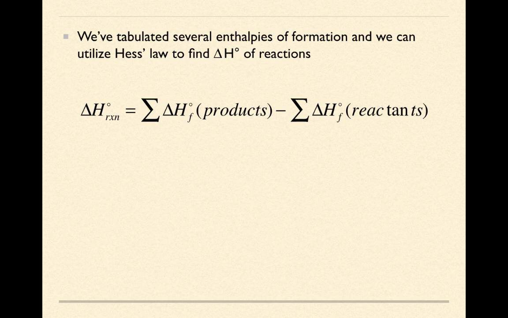So we've tabulated all these enthalpies of formation, and again that table I just showed you is by no means exhaustive. It goes for pages in the back of your book. But because we can do that, we can utilize Hess's law to find the delta H under standard conditions of reactions. And we use this equation here. We say that the delta H of reaction under standard conditions is going to be the sum of the delta HF of products minus the sum of the delta HF of reactants. Let's try an example, see how we do that one.